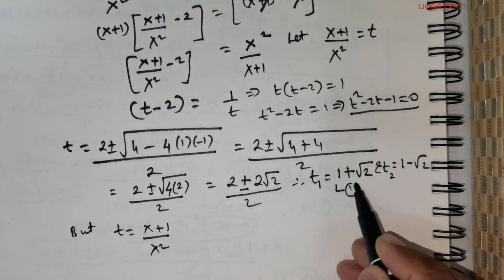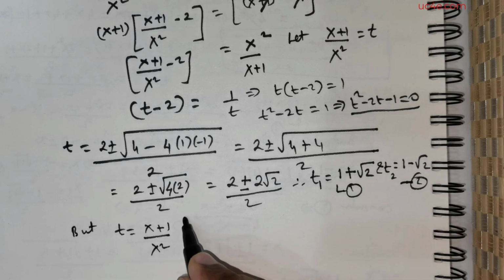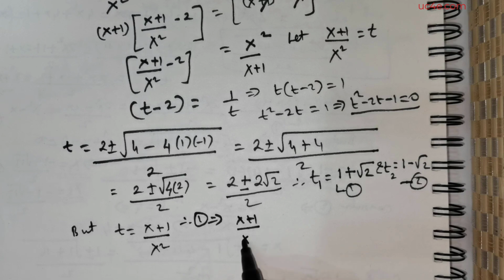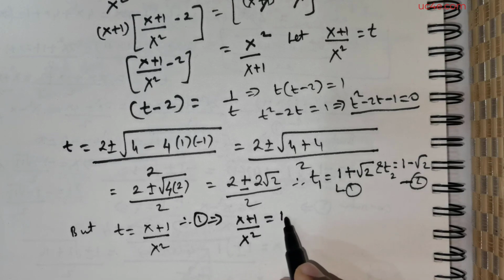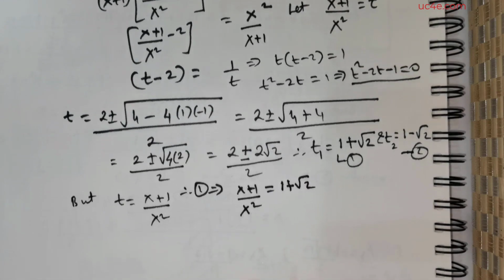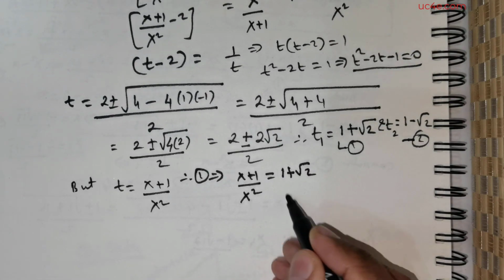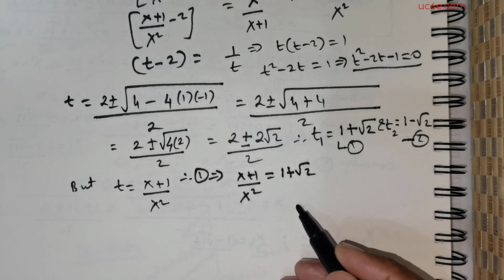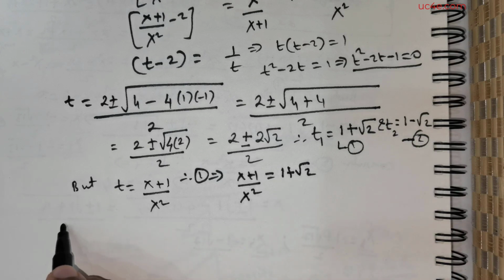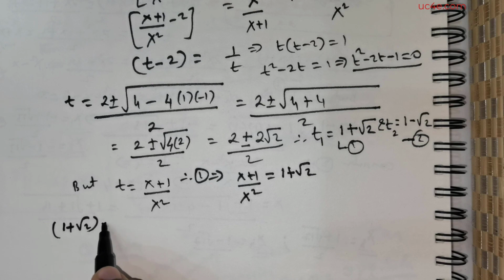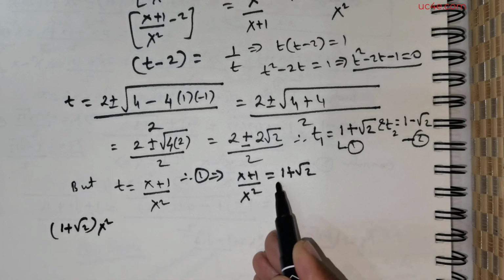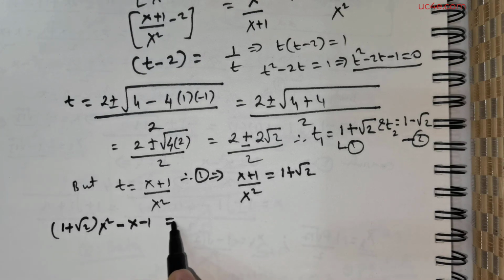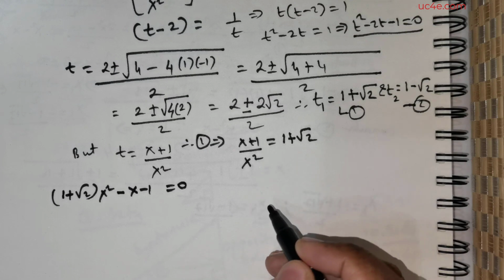If I take this as 1 and this as 2, then 1 can be rewritten as x + 1/x² = 1 + √2. So this is what I've got. Now we need to solve this. So how are we going to solve it? Just cross multiply. This is going to give me (1 + √2)x², and if we move all this to the other side, it's going to be -x - 1 = 0. That is one system.